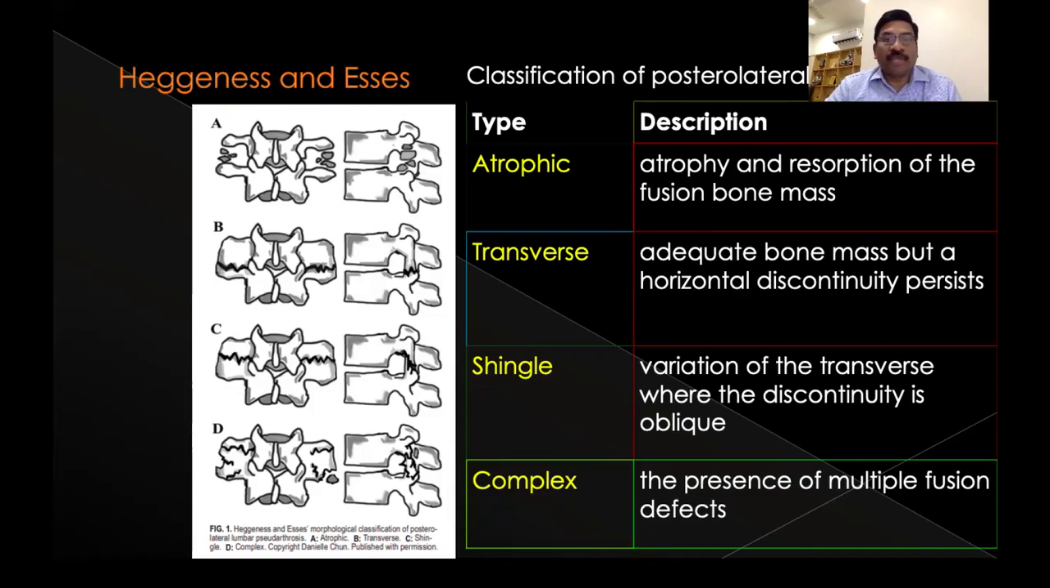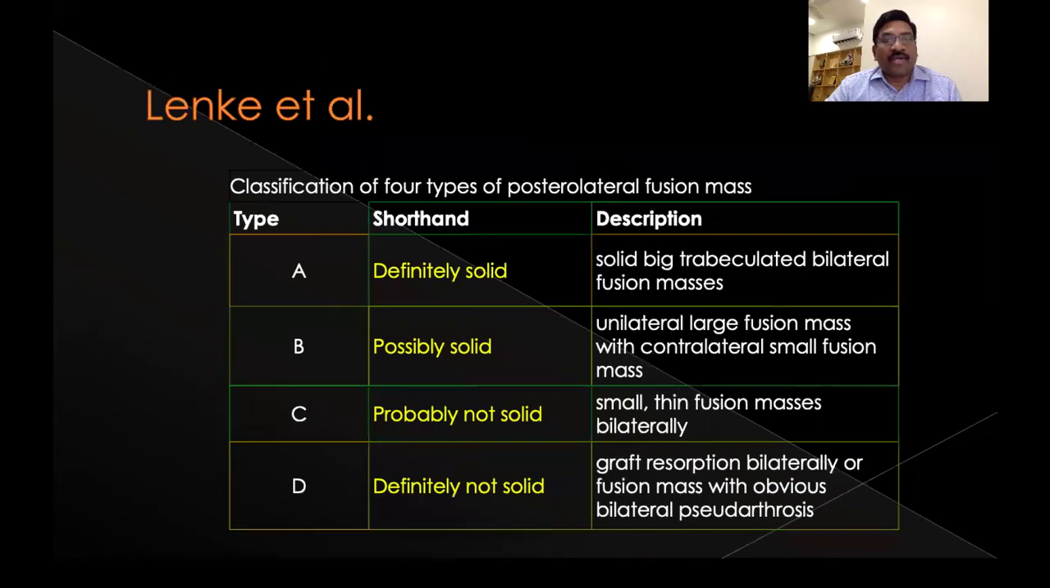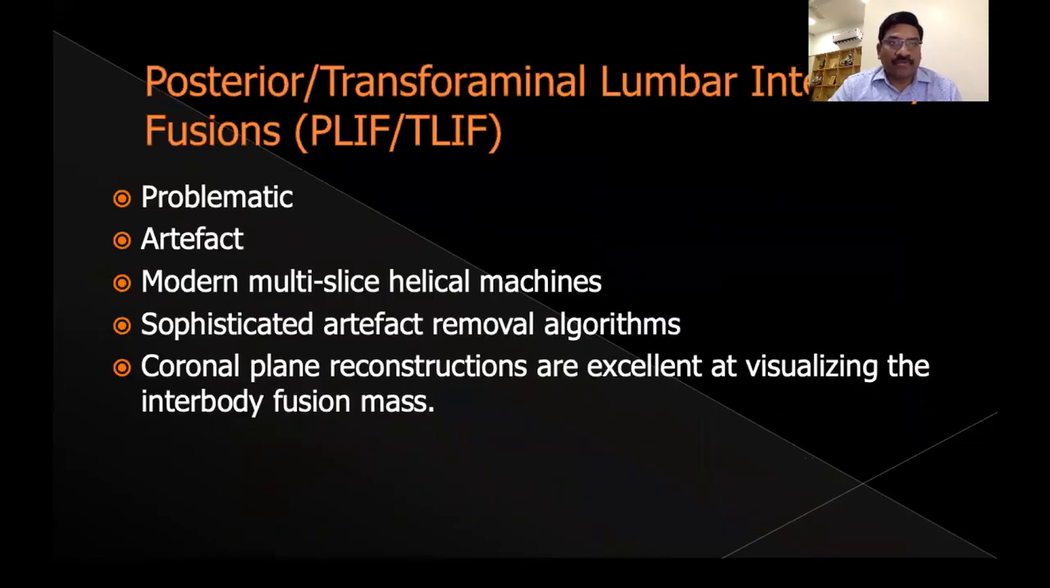Based on these criteria, Higgins and colleagues classified the posterolateral fusion non-unions or pseudoarthrosis into atrophic, transverse, shingle, and complex types. And Lenke has simplified this into 4 categories: definitely solid, where you see big trabecular fusion mass bilaterally; probably solid, when there is a unilateral large fusion mass with a contralateral small fusion mass; and a small thin fusion mass on both sides, which is probably not solid. If the grafts are resorbed bilaterally, there is obviously a bilateral pseudoarthrosis. This is an important, useful classification based on the CT scans in the posterolateral fusions.